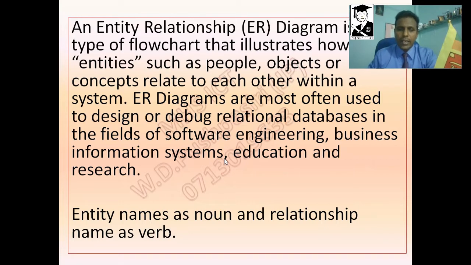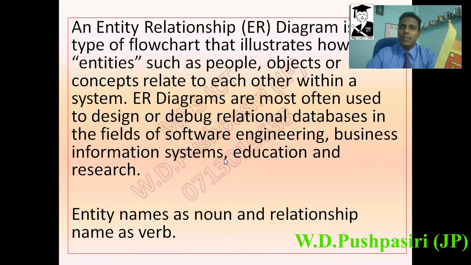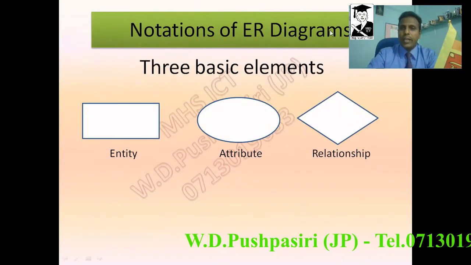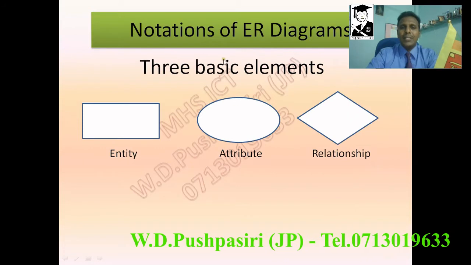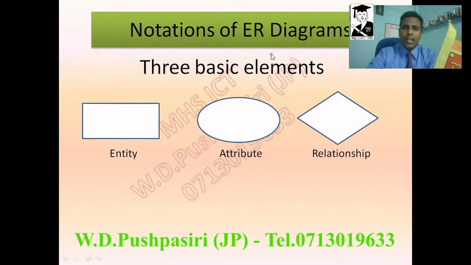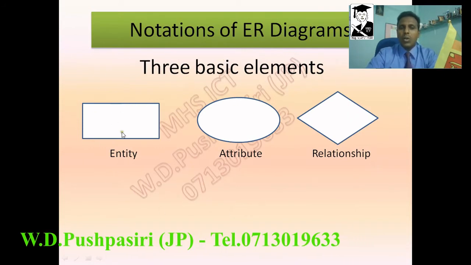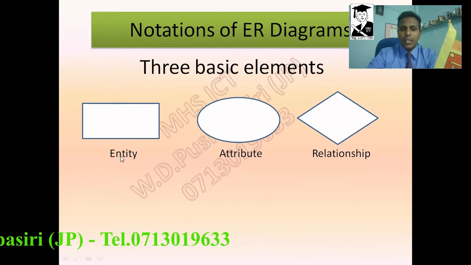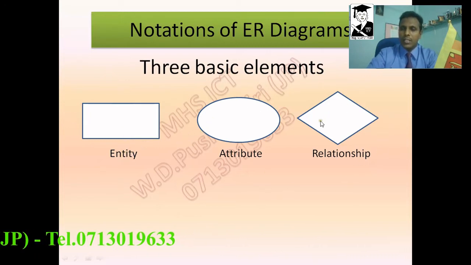Normally in these ER diagrams, entities are named with nouns and the relationships are named with verbs. Now the notations of ER diagrams. There are many basic elements in the ER diagram, but only the three basics are shown here. These are the entity, attributes, and relations.